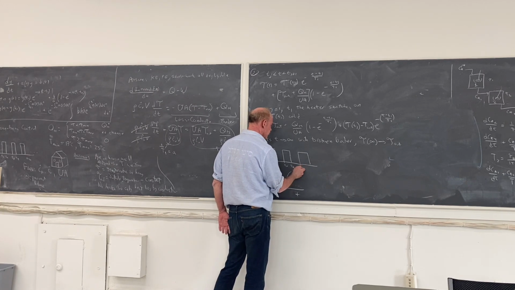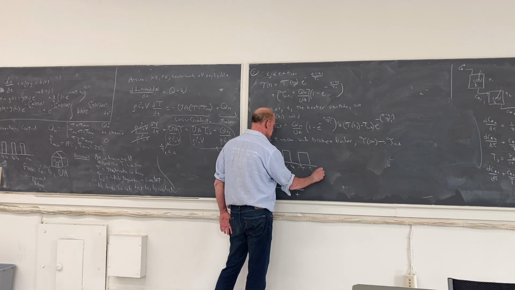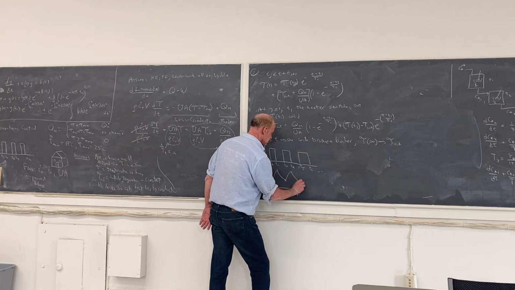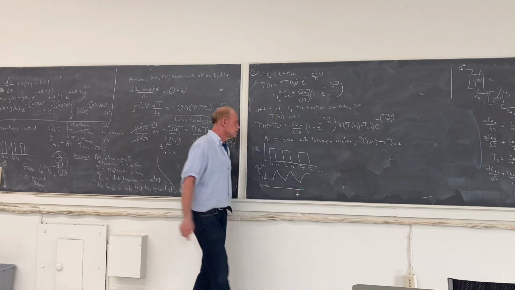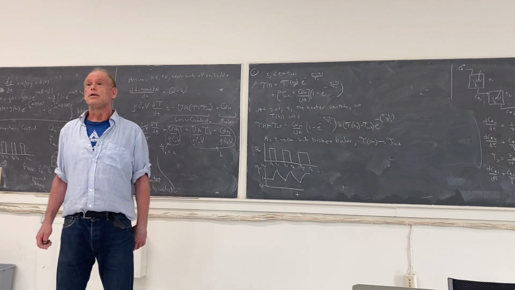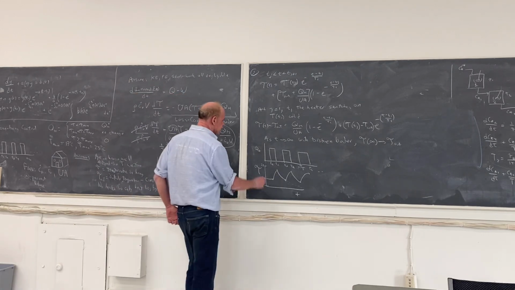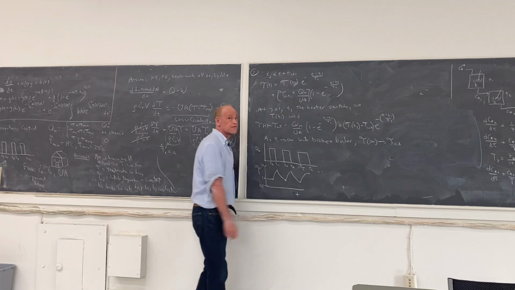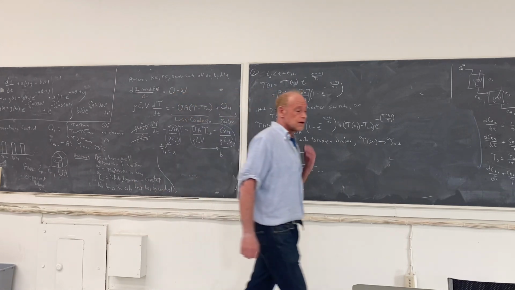Etc. T5, 6, etc. So here it goes back down. It goes back up. And this is bang-bang control, because bang it goes on, bang it goes off, bang it goes on, bang it goes off, etc. Are there any questions on that?